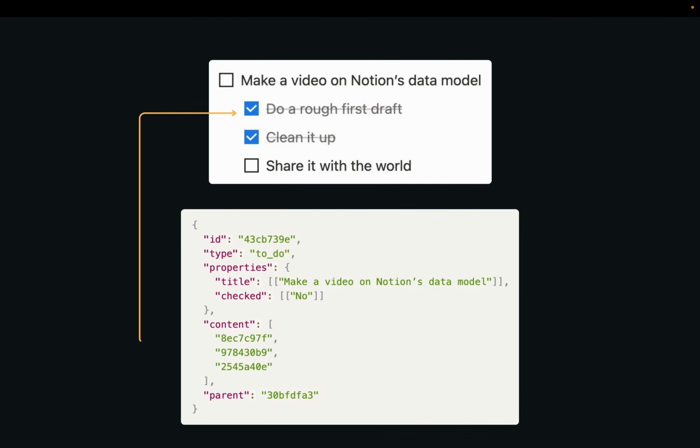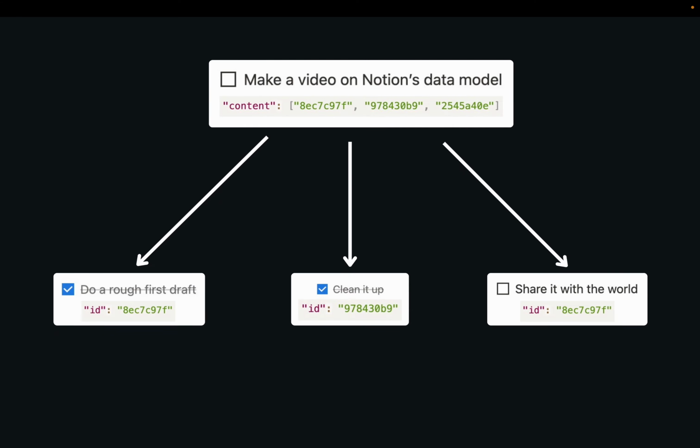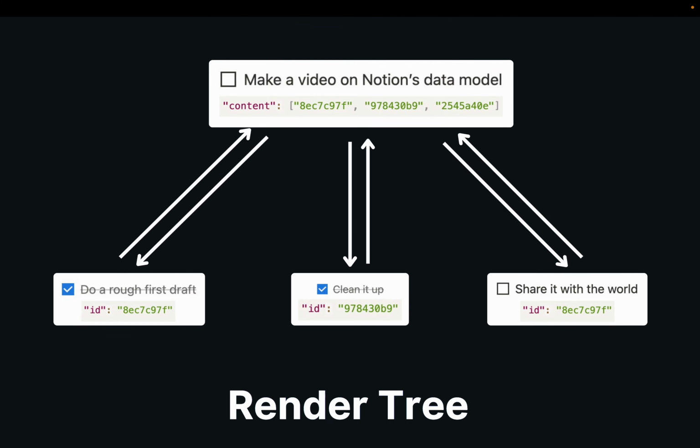Isn't that cool? The first content ID refers to the first nested to-do, the second content ID refers to the second nested to-do, and the final content ID refers to the final nested to-do item. That means if you think about it, Notion renders the blocks in a tree data structure like fashion. This is how the tree looks, and this is called the render tree. The IDs that you see in the root nodes are pointers to these nested blocks, but this is not the full picture. There's a bidirectional relationship between the children and the parent.